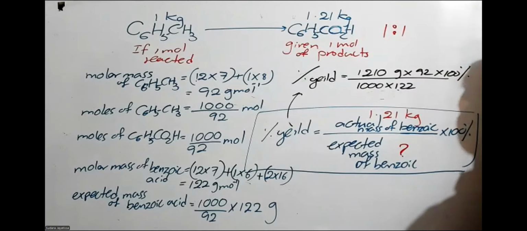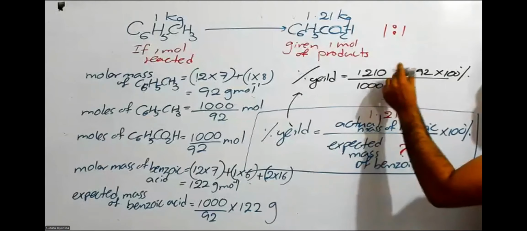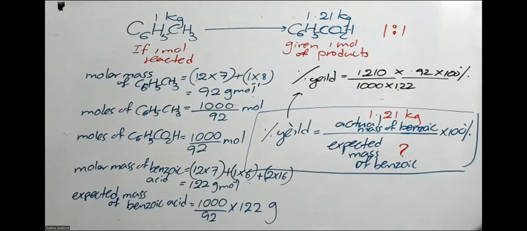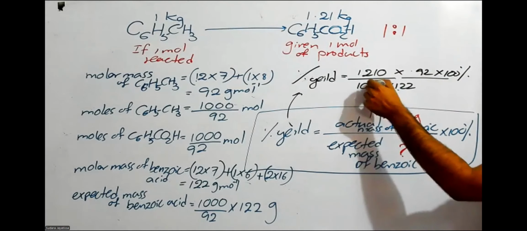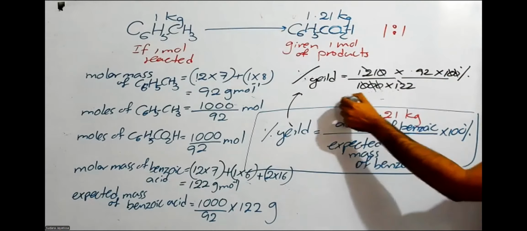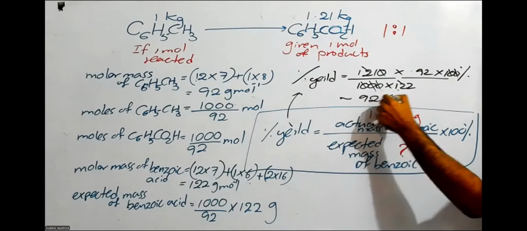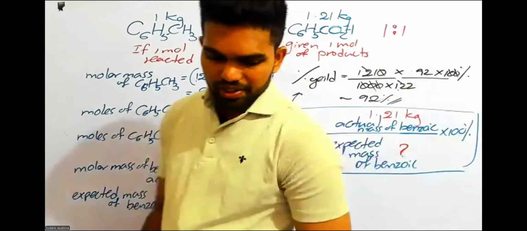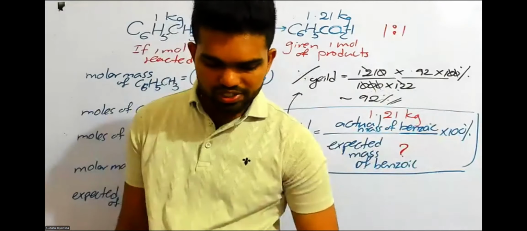Okay, simplify this one. And then you will get, you can see 121, 122 can be simplified. These zeros also can be cancelled. So you will get almost 92%. Is that clear now? That's how you do the question.